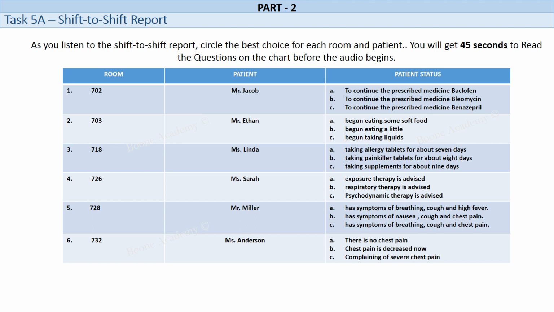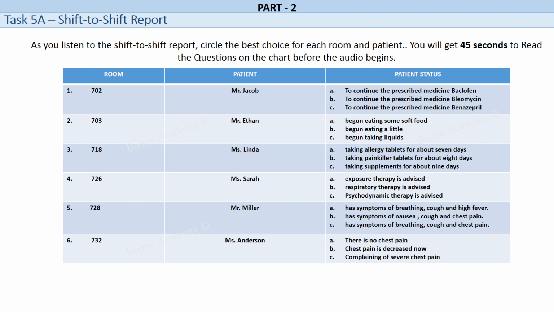This is the evening shift report for Thursday, November 2nd. Room 702. Mr. Jacob is recovering. His blood pressure was high yesterday, so the concerned doctor prescribed him to continue the medicine benazepril. He is very aggressive in nature. He won't be soothed by your extra attention and may become belligerent, demanding to know such things as, "Why isn't my treatment working?" or "Why aren't my medications ready yet?"